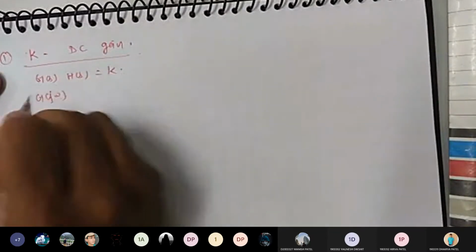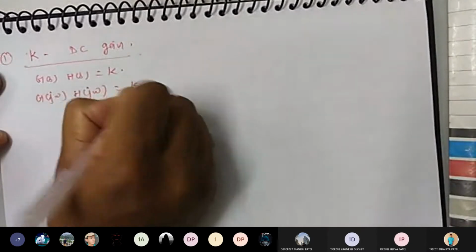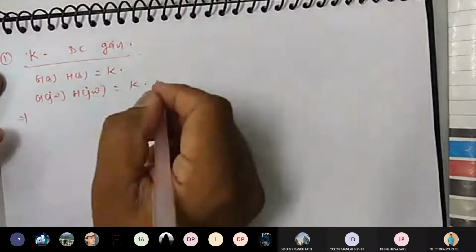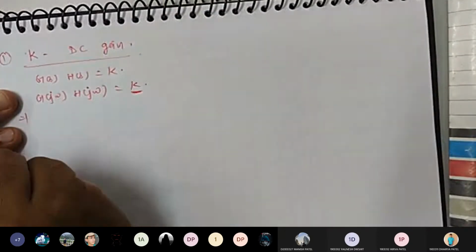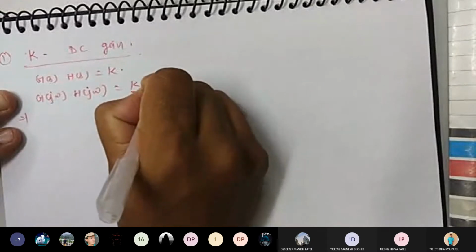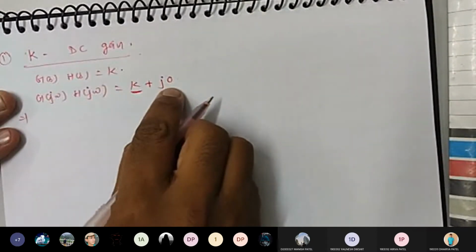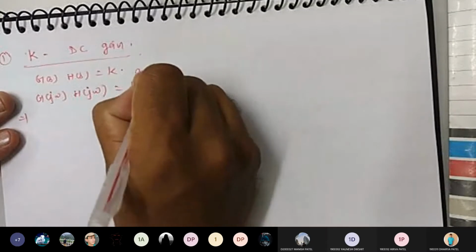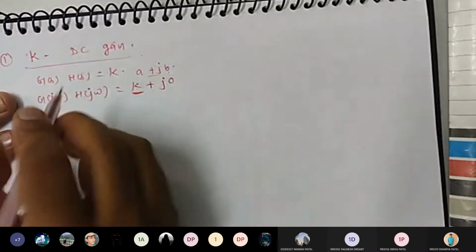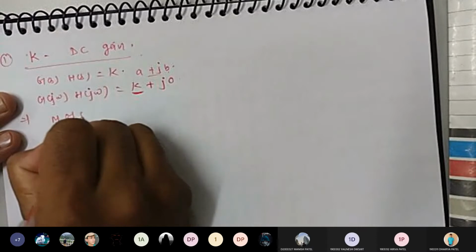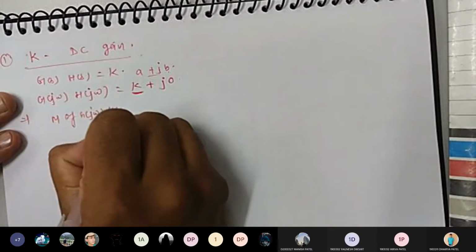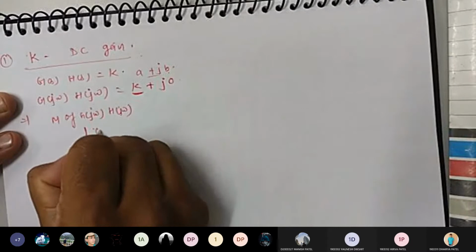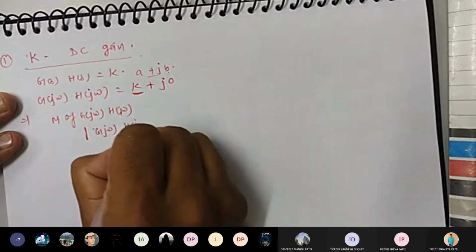Now G S into H S, let us say it is nothing but K. So G of J omega into H of J omega is nothing but K. Now I want to find out its magnitude. The real part is K, so the imaginary part will be 0. I am writing it in the form A plus JB, as K into 0 plus J. Can I write like this? What will be the magnitude of G of J omega into H of J omega?